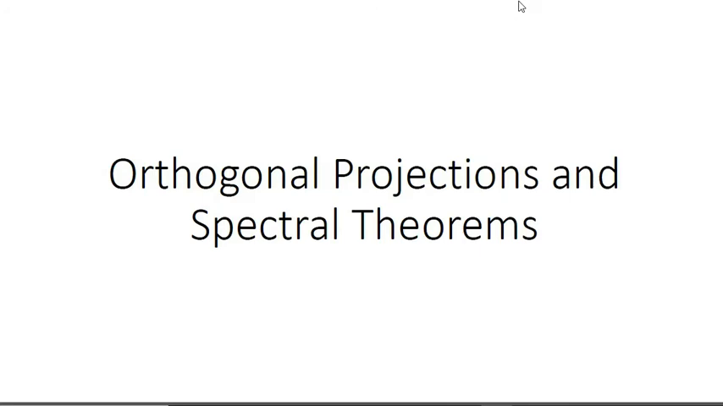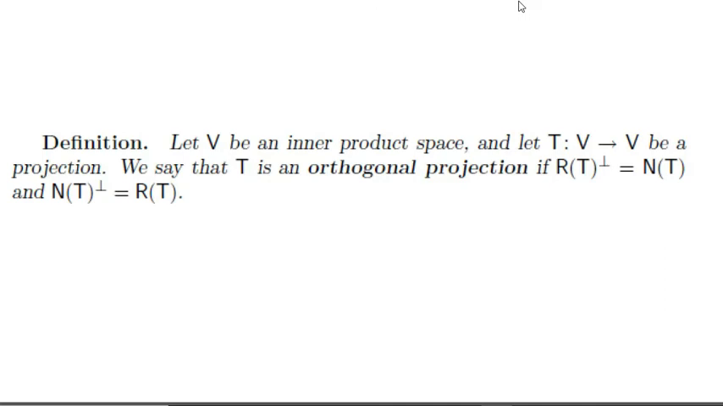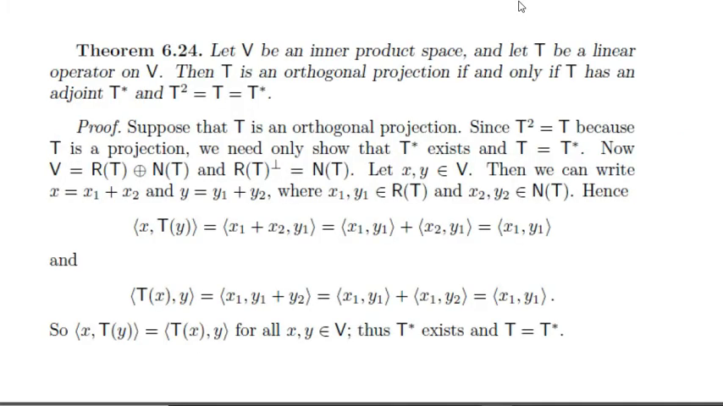Last we come to orthogonal projections and spectral theorems. Now V is an inner product space and T is a projection. We say that T is an orthogonal projection if R(T) perp is equal to N(T) and N(T) perp is equal to R(T). Now let us see this theorem that V is an inner product space and T is a linear operator on V. Then T is an orthogonal projection if and only if T has an adjoint T star and T square is equal to T is equal to T star.